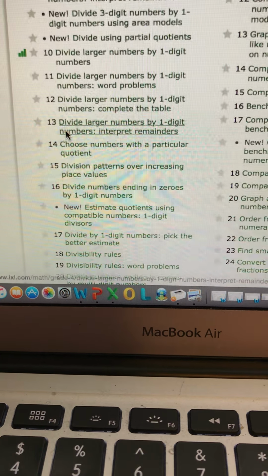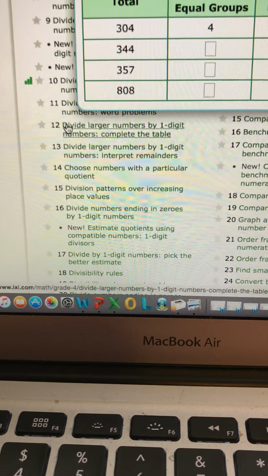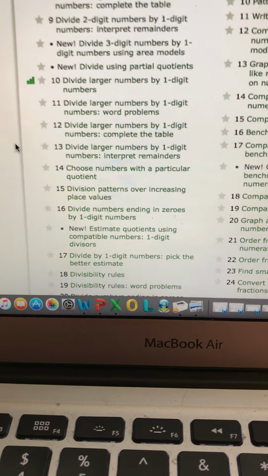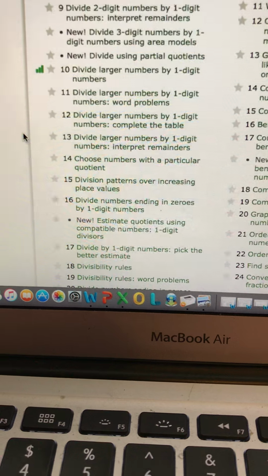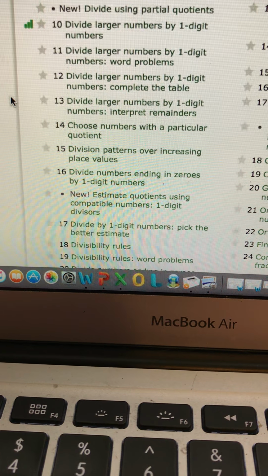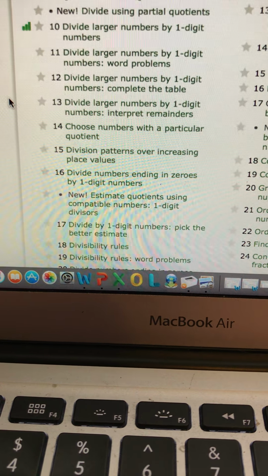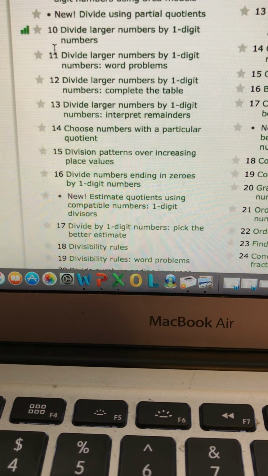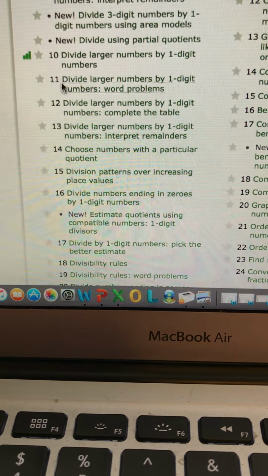Now, as many as you can get done, that's what you need to do. Some of you may have already done most of these, but division and multiplication is something that you need to practice to keep fresh in your memory, okay? And all the practice you can get will be good for you, okay? So start with number 10 and work your way down as far as you can get.